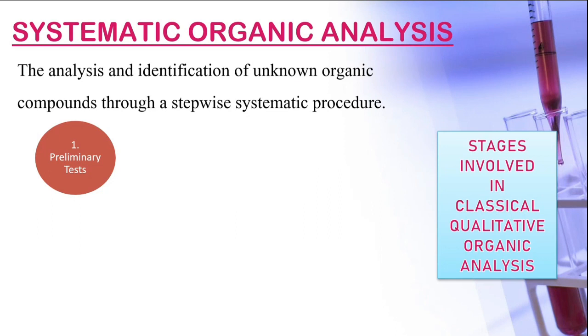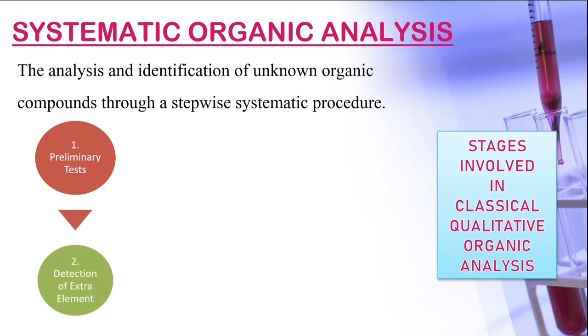Ignition test is also an important preliminary test which helps us to identify if the compound is aromatic or aliphatic. Solubility test helps us to know if the compound is acidic, basic, or neutral, which helps us in identifying the unknown organic compound. And the tests for unsaturation, that is Baeyer's test and bromine solution test, are also an important part of preliminary tests, as these help us to know if the compound is saturated or unsaturated.